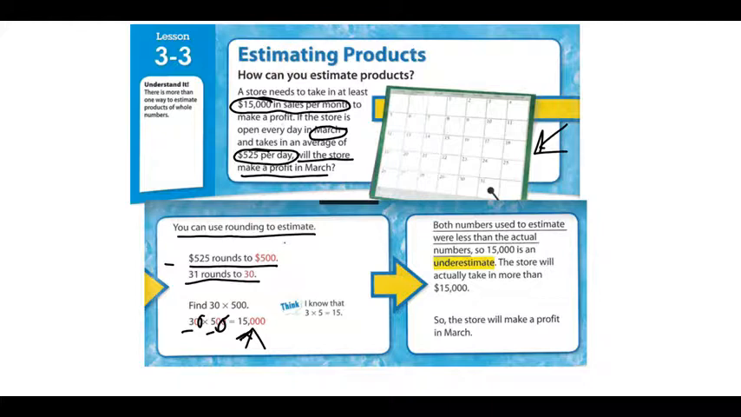And it says here to the right, both numbers you used to estimate were less than the actual numbers. So 15,000 is an underestimate, since I rounded 525 to 500, lower than the actual number, and 31 to 30. Okay, so our estimate was 15,000, so we know they're going to make more than 15,000. The store will actually take in more than 15,000. So we can answer the question by saying that yes, the store will make a profit in March. Okay, so that was one example of how we can estimate products.